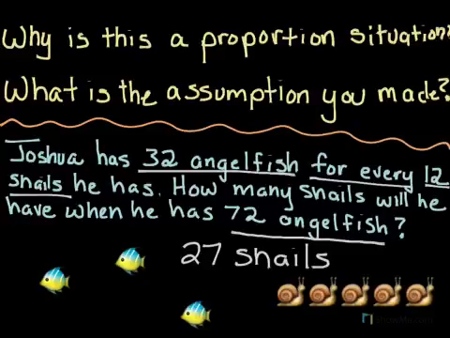What is the assumption you made? This is one of those questions that has no right answer, as long as you can justify it. When I did this problem, the assumption I made was that Joshua started with 0 fish and 0 snails in his fish tank. I also assumed that he had enough room in his tank for 72 angelfish, because that seems like a lot of angelfish. So he must have a very large fish tank.